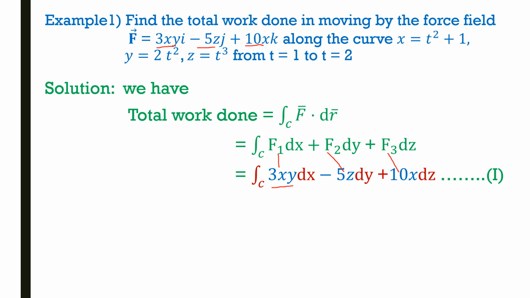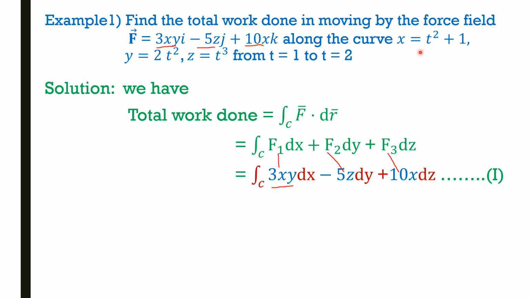And now what we have to do, we have to either convert everything in terms of a single x, or single y, or single z, or otherwise we have to find another variable so that we can express each variable x, y, z in terms of that other variable. So fortunately here we have the curve x is equal to t square plus 1, y is equal to 2t square, and z is equal to t cube. So the values of x, y, z are in terms of t. Okay, and also the limits of t are given. So here we are converting this total integral in terms of t.